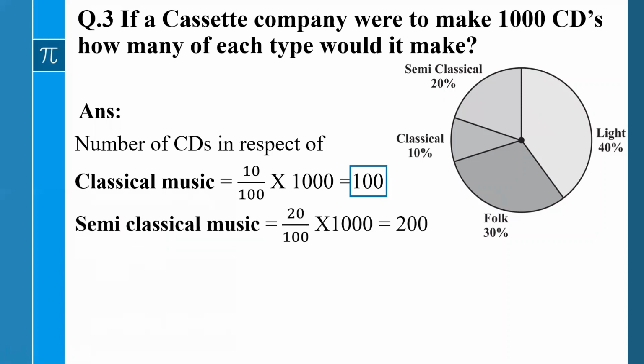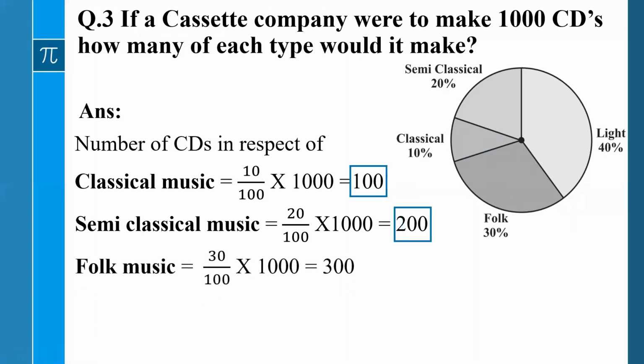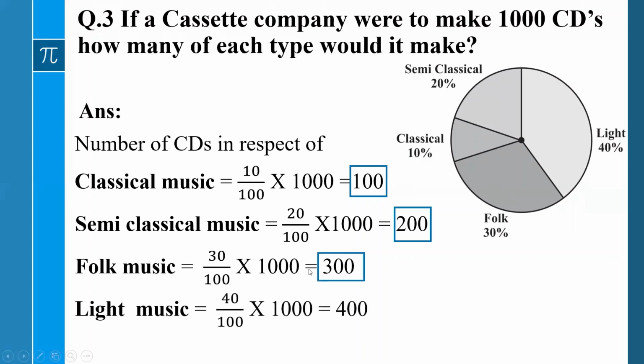For semi-classical music, it is 20%. So 20 upon 100 multiplied by 1000 is equal to 200. For folk music, it is 30%. So 30 upon 100 multiplied by 1000 is equal to 300. And for light music, the percentage given is 40. So 40 upon 100 multiplied by 1000 is equal to 400.